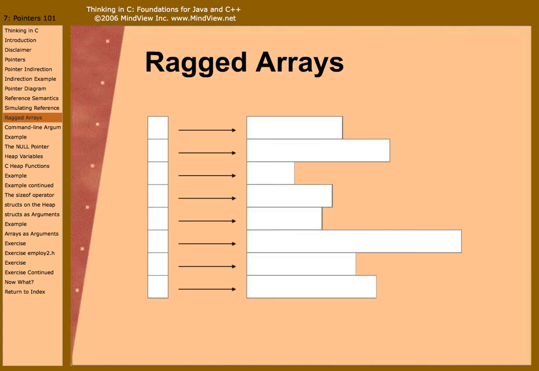The concept of ragged arrays is a way of using pointers to conserve memory. The idea is this. Imagine that I want to have, for example, an array of strings, which in C, as you know, is an array of characters. Well, if I wanted to have an array of strings, then I would have to have an array of characters. That's fine, but that means I basically have to have a two-dimensional array.